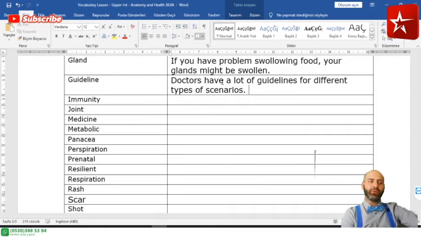The next word that we have is immunity, and also we can use immune system. I'm trying to remember this in Turkish because I use this word a lot. I'm not sure. Immunity is your body's ability to fight with something. Okay?